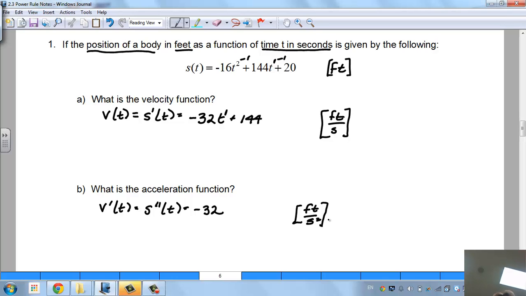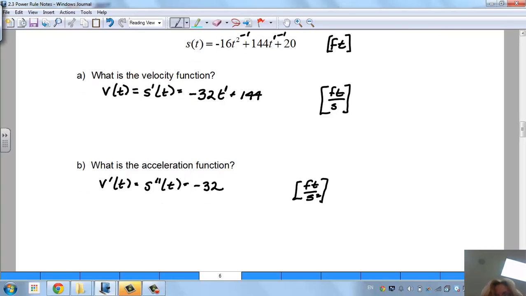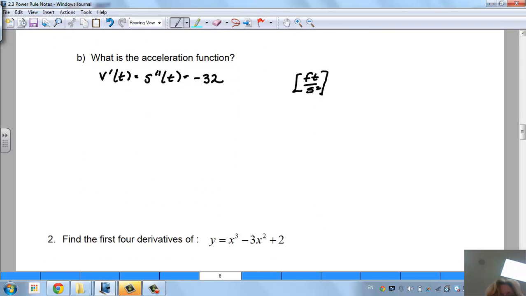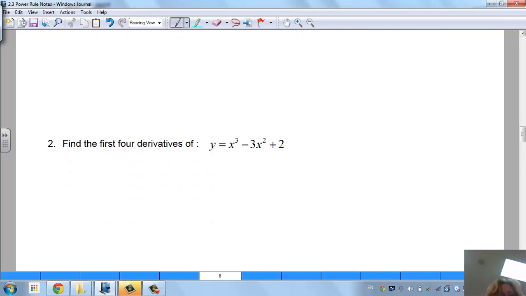Okay, so that's just a little review of velocity and acceleration. Okay, the next thing I want to show you is maybe a pattern, and we're going to find the first 4 derivatives of this function. Now it's in y, so I'm going to let you use y prime, y double prime, that type of thing. And I want to show you that after you keep doing the derivative so many times, after a while you're going to be coming to a constant.